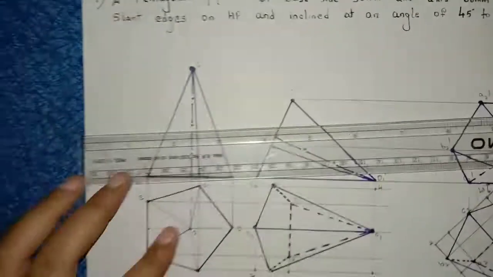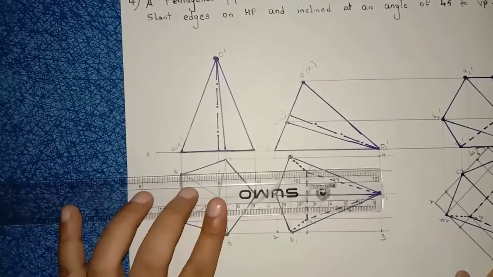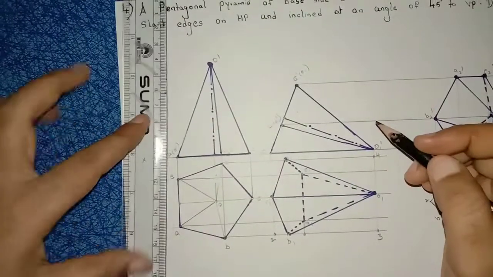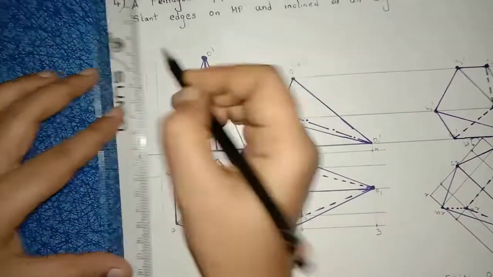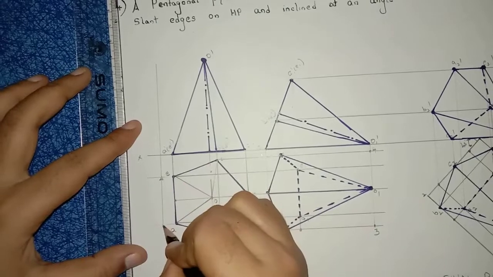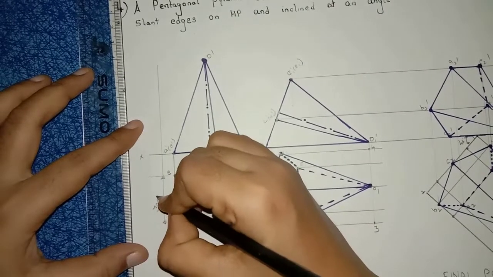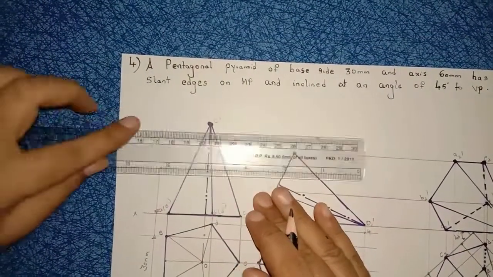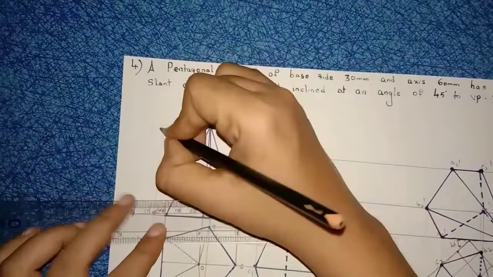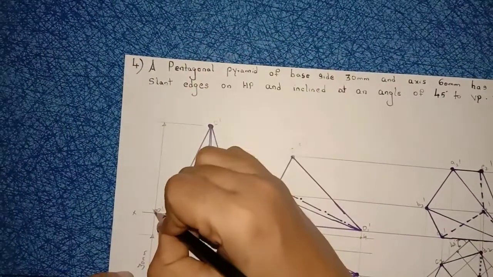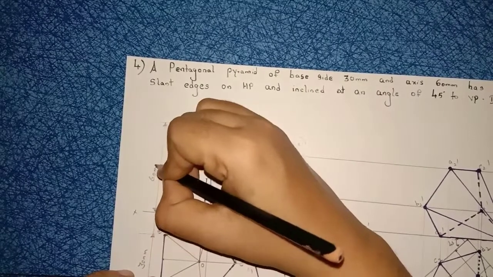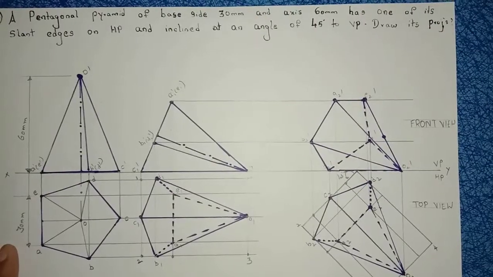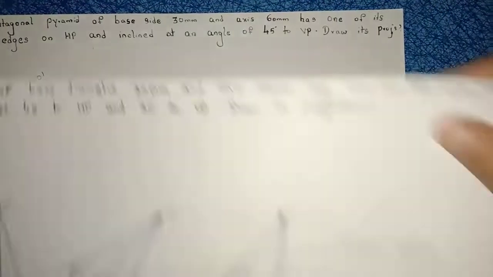Right, after completion of your diagram, don't forget to mark the dimensions. Here in this question they mentioned length of the pentagon is 30 mm and axis height is here 60 mm. This is 30 mm. Right, so this completes your pentagonal pyramid problem, right, and this is your cone problem.